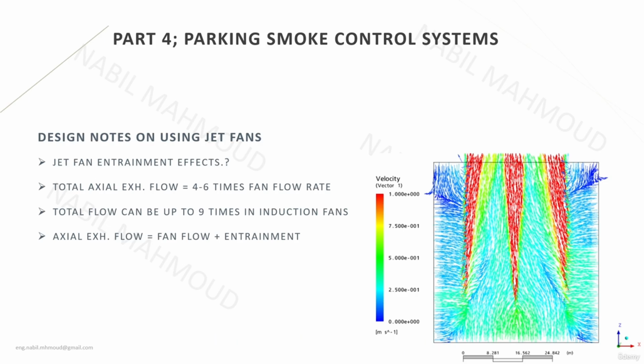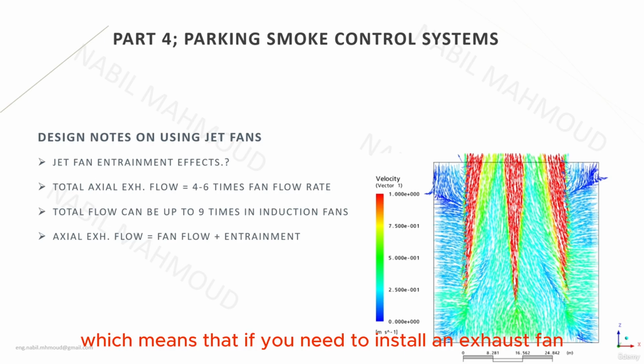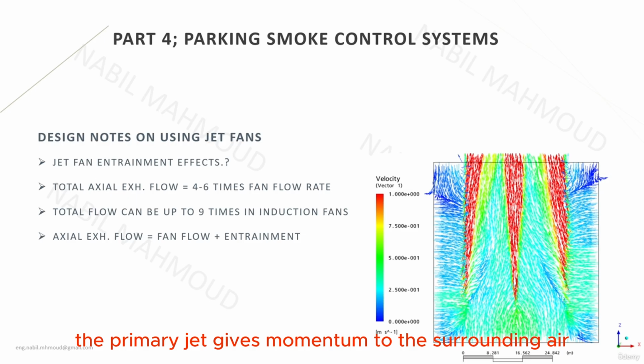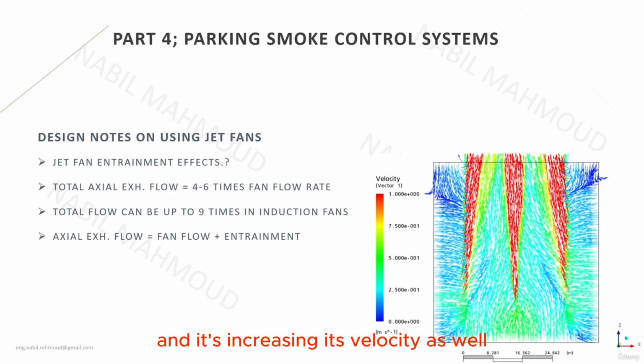Which means that if you need to install an exhaust fan to suck the air from this enclosed space at the end of it, you need to account also for the entrained air. This can sometimes lead to the total flow of the axial exhaust fan doubling, and it can sometimes reach 4 to 6 times the flow of each of the jet fans. This is due to the explanation I've just given, that the primary jet gives momentum to the surrounding air and it's increasing its velocity as well.